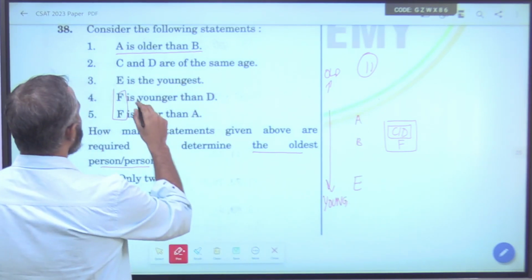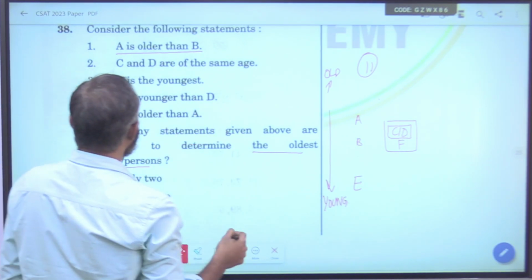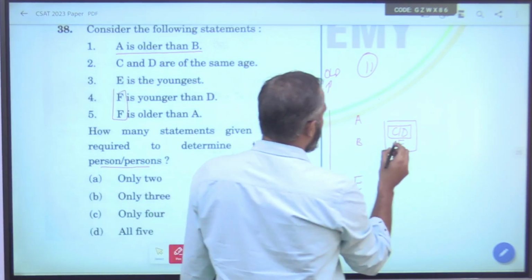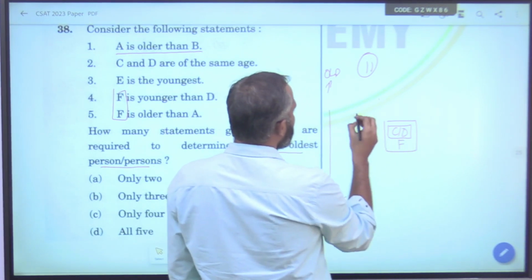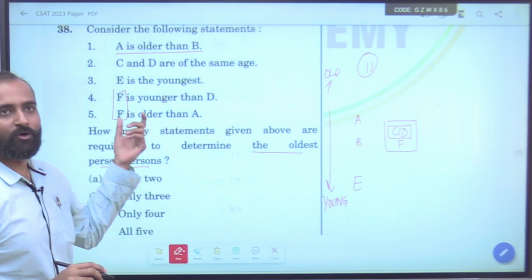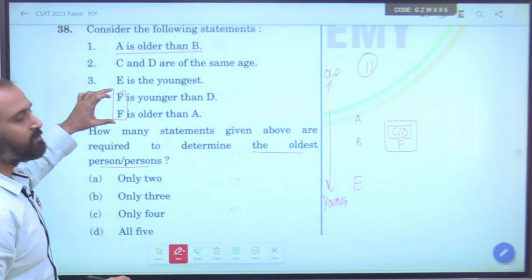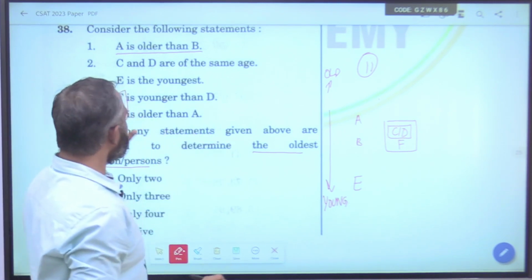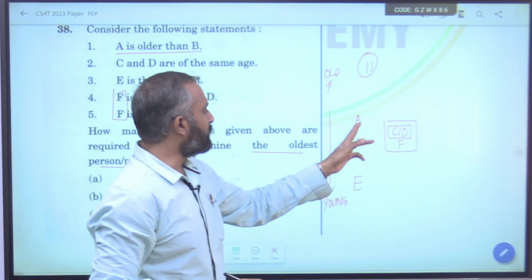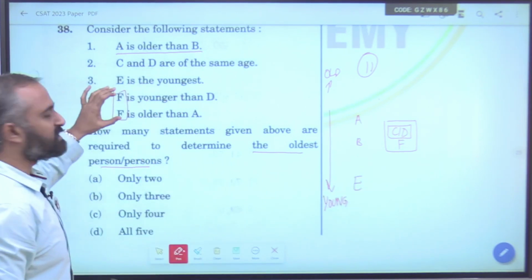Okay. E is the youngest, done. F is younger than D. F is older than A. Now, in this relation, I told you why to search for extrovert points. Now you might have understood, because we got certainty only from the extrovert point here. Otherwise, if this point was not there, C and D could be anywhere, F could be anywhere. So that's why always search for those extrovert points.